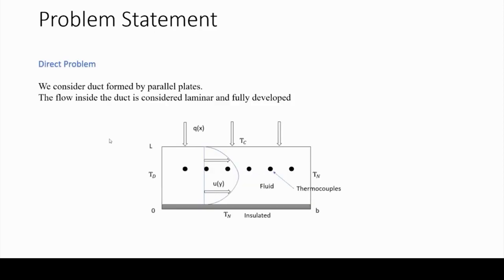So, problem statement. First I describe the direct problem. This is our domain, which consists of a duct formed by parallel plates. The flow inside the duct is considered laminar and fully developed. In this domain, we show the boundary conditions such as the control boundary condition, Dirichlet boundary, and Neumann boundary condition. The black dots shown in the images are the thermocouples at which the measurement is taken, and there is a fluid flow between the plates.